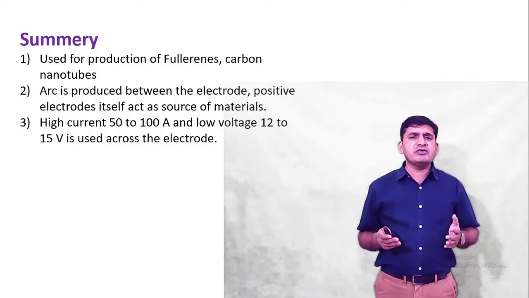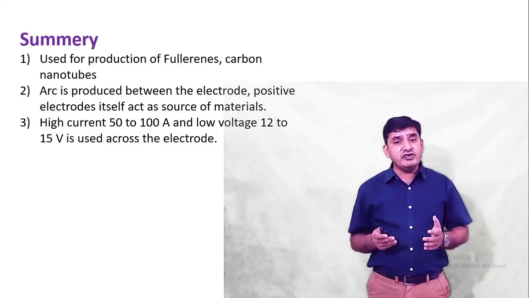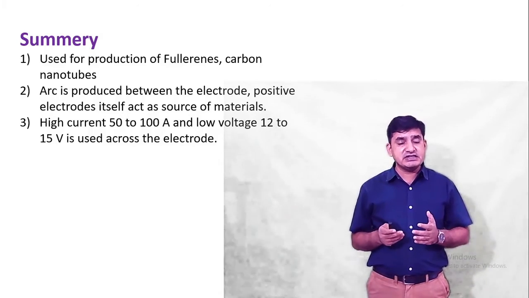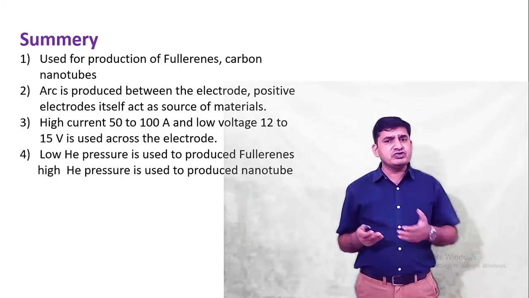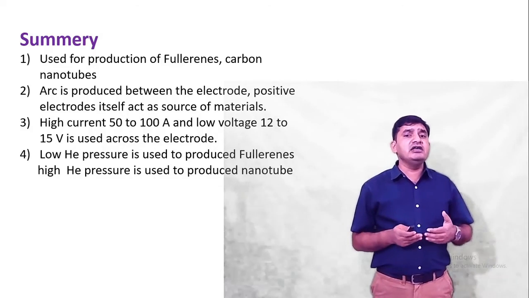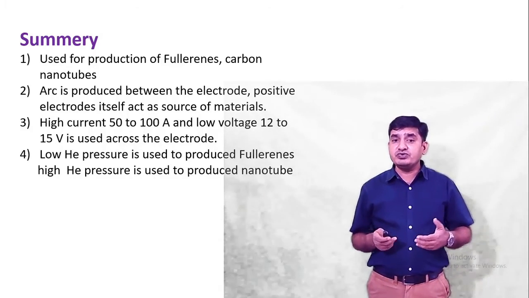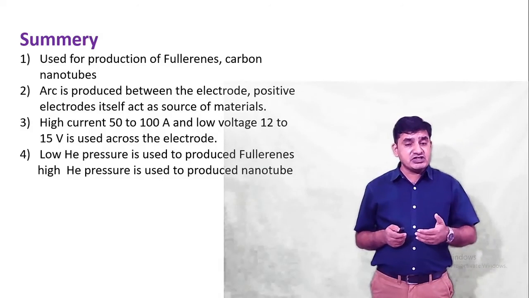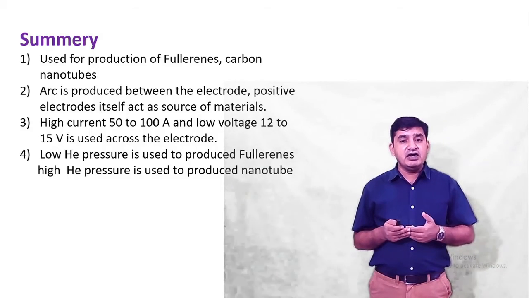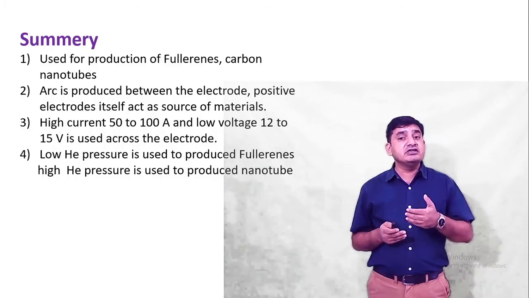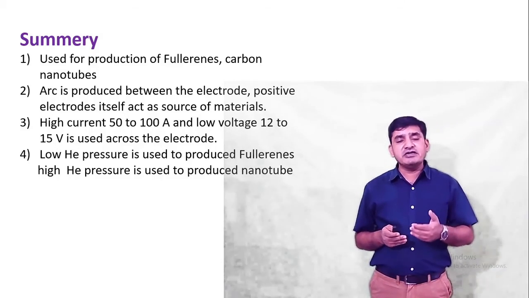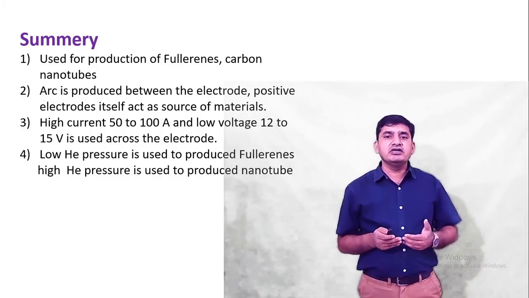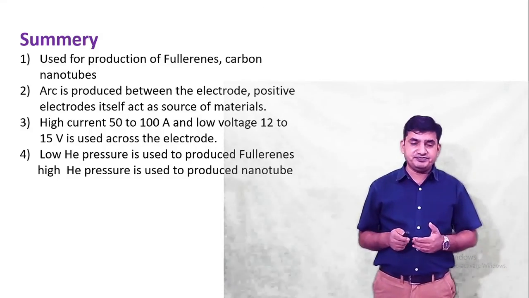The temperature is about 3500 degrees Celsius. Then low helium pressure is used to produce fullerene. High helium pressure is used to produce nanotubes. The pressure is maintained by using a vacuum pump and measured by using a pressure gauge or vacuum gauge.